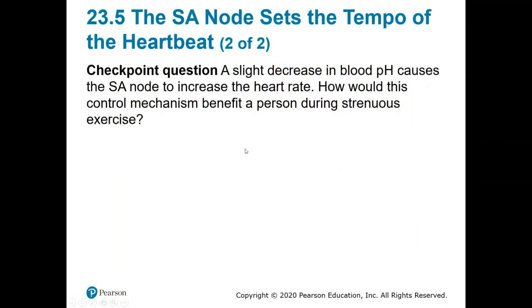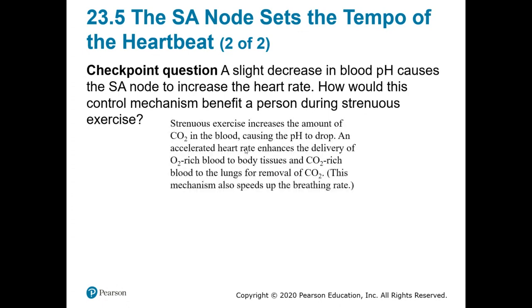All right. So a decrease in pH causes the SA node to increase the heart rate. So this is going to benefit a person during strenuous exercise, because remember, when CO2 builds up in the blood, it causes the pH to drop. That's going to signal the heart to start beating faster, and that's going to get us more oxygen and, more importantly, CO2 out of the blood.